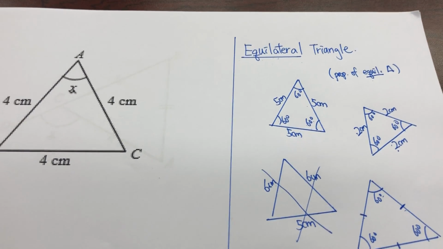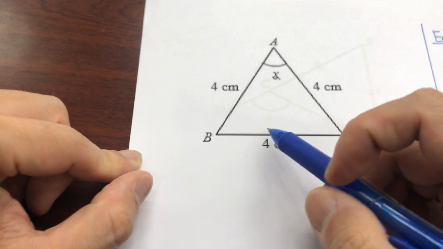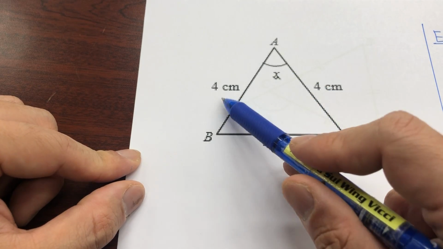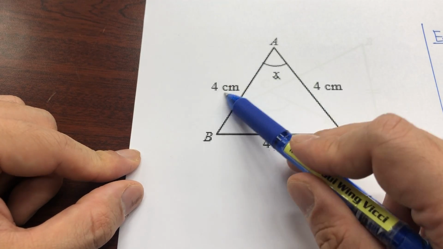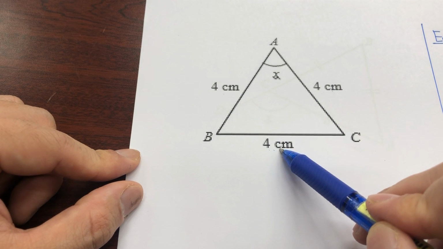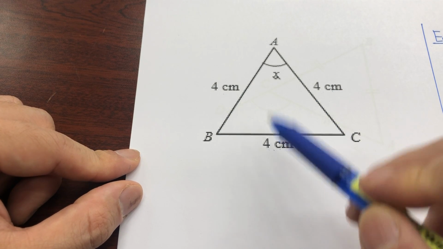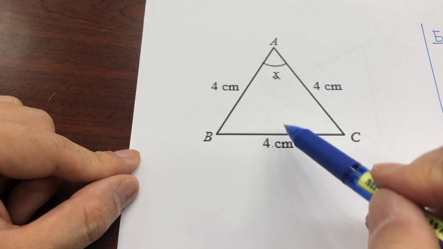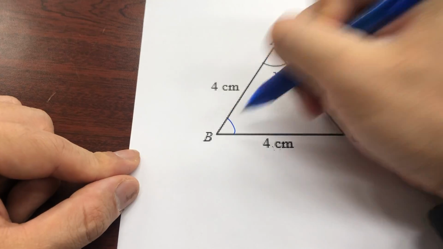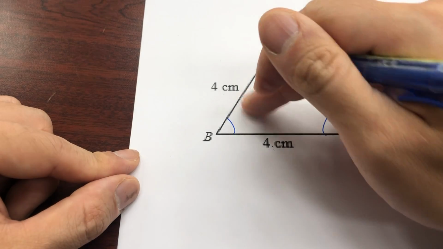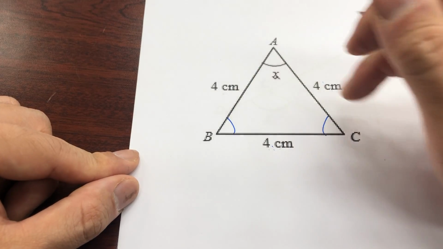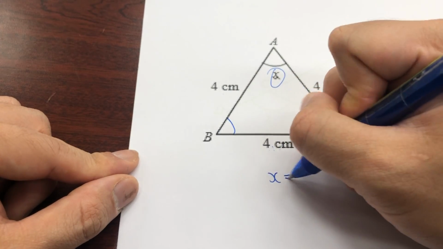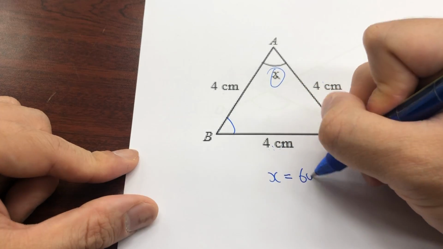So let's go back to the math. This one. What kind of triangle is it? 4 cm, 4 cm, and 4 cm. So obviously it is an equilateral triangle. Okay? For an equilateral triangle, we know that all the three angles are the same, and each of them equals 60 degrees. Therefore, can you tell what is x? Yes, x equals 60 degrees.